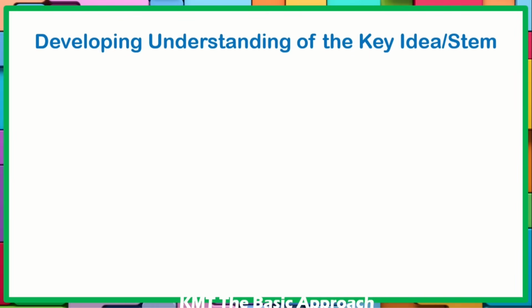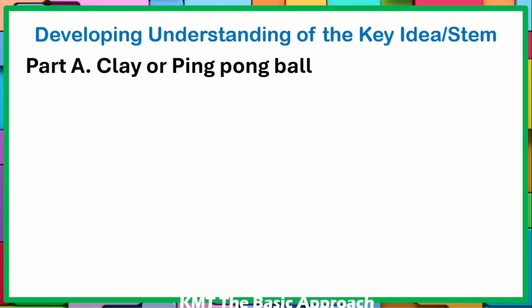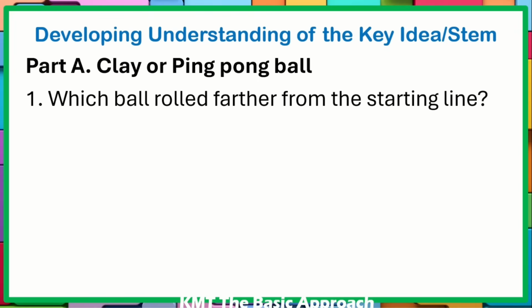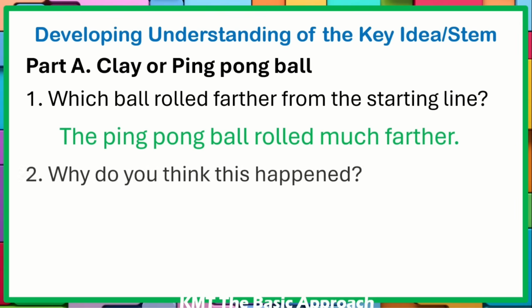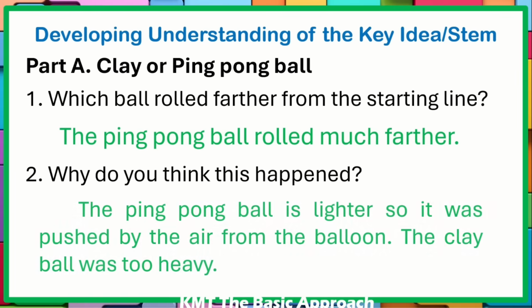If you are done with the activity, let us now answer part A, clay or ping pong ball. Number 1, which ball rolled farther from the starting line? Good job! The ping pong ball rolled much farther. Number 2, why do you think this happened? Good job! The ping pong ball is lighter, so it was pushed by the air from the balloon. The clay ball was too heavy.